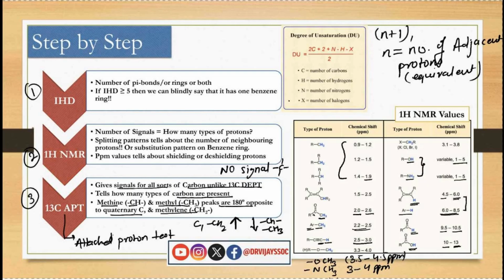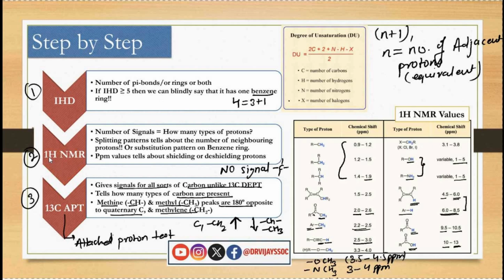So the first step is calculating the index of hydrogen deficiency, which is also known as degree of unsaturation, and this is the formula: 2 multiplied by the number of carbon atoms plus 2 plus the number of nitrogen atoms minus the number of hydrogen atoms minus the number of halogen atoms, divided by 2. The value gives the number of pi bonds or rings, or it could be both. If this value is equal to 5 or greater than 5, then we can blindly say that it has one benzene ring, and this benzene ring corresponds to the value 4 because it has 3 pi bonds plus 1 ring.